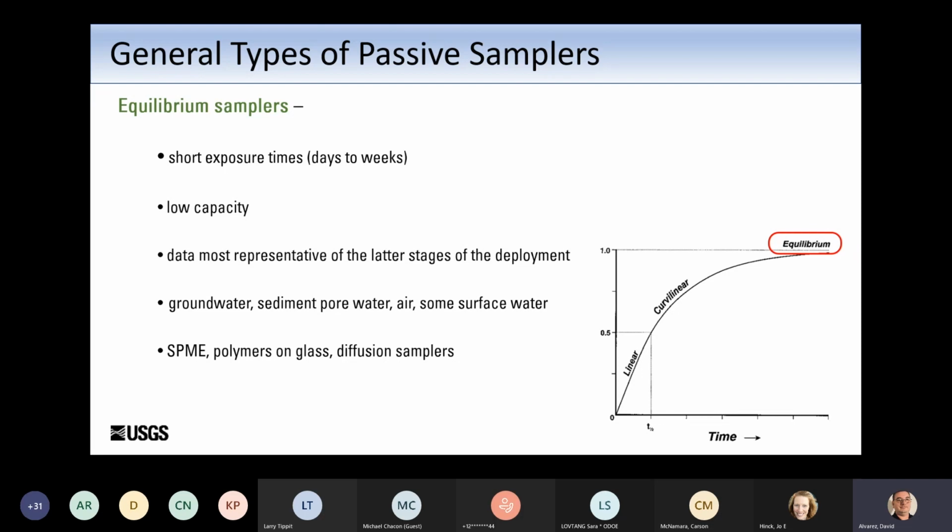Equilibrium samplers most often are used for groundwater, sediment pore water, and air sampling, although I have seen some surface water applications. Common samplers that you may come across that tend to operate more as equilibrium samplers are the solid phase micro-extraction fibers, the SPMEs, polymers on glass, and different types of diffusion samplers.